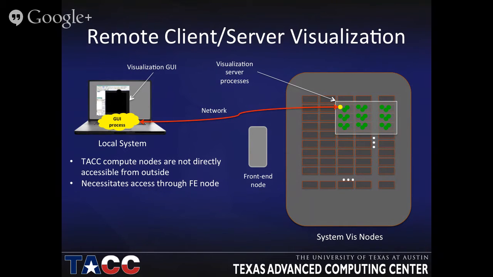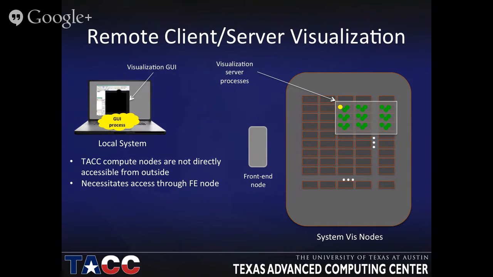Now, this model that I described earlier in the client-server model doesn't really work for us here at TACC, and here is why. For one thing, our compute nodes over here are not accessible to the outside network. You can't log in to our compute nodes from the internet, from any network connection. You can only log into them from this front-end node. So that means you can't have a network connection that connects a GUI process somewhere in the world to a compute node that's actually doing the work for you. You have to actually go through the front-end node in order to make that connection.